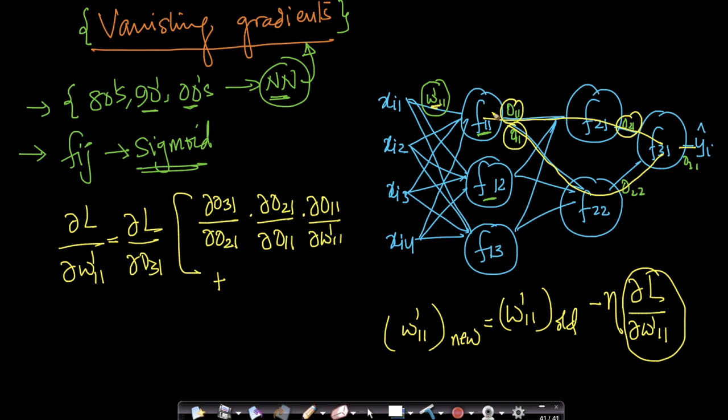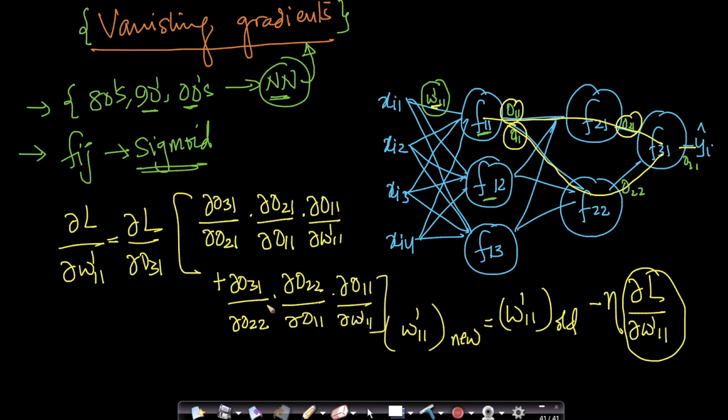Plus, there is also the second path: plus derivative of O31 with respect to O22, derivative of O22 with respect to O11, derivative of O11 with respect to W111. Because we have two paths here. This weight influences O11, and O11 goes and influences your loss function this way and this way. There are two paths.